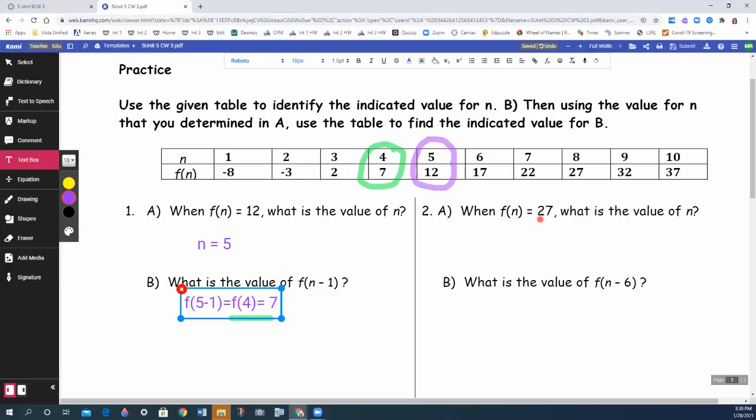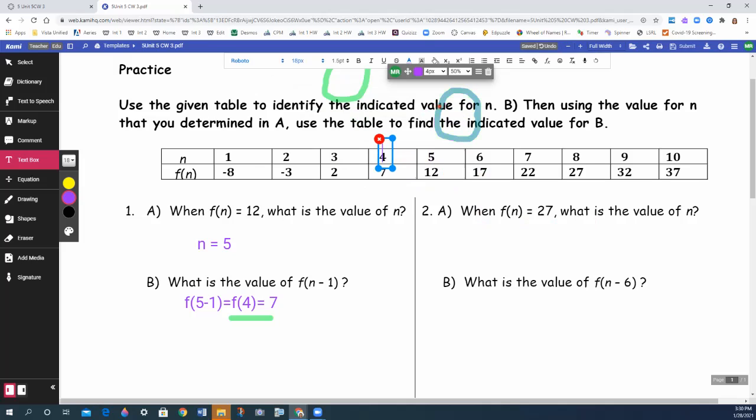When f of n is equal to 27, what is the value of n? So I am going to be looking for when my f of n is 27. Okay, here's my f of n is 27. That is when my n is 8. So n equal 8.